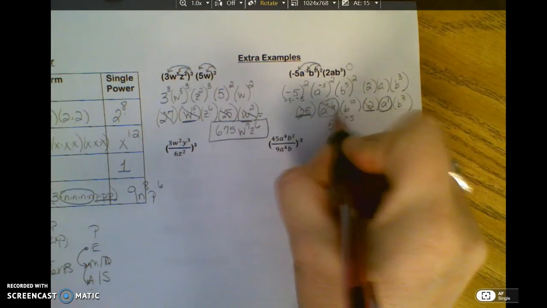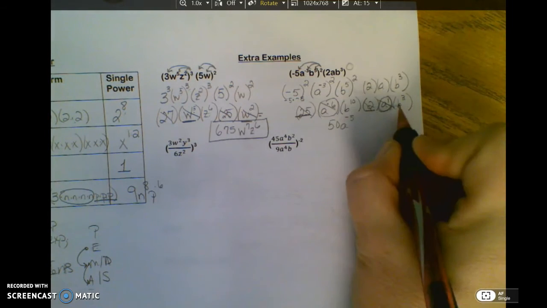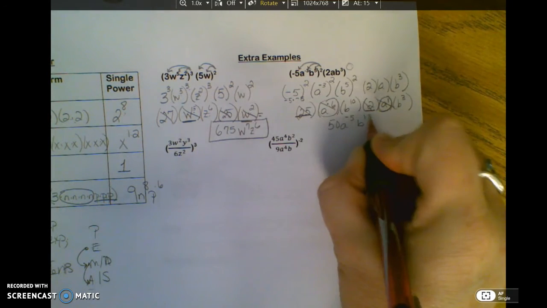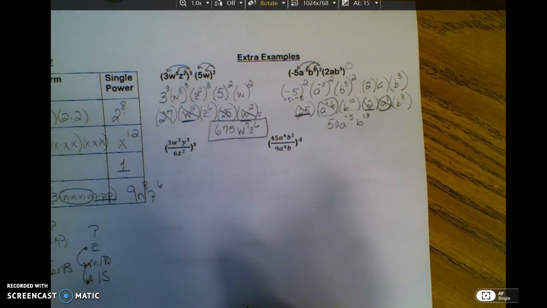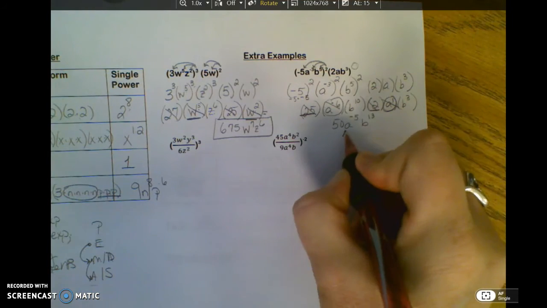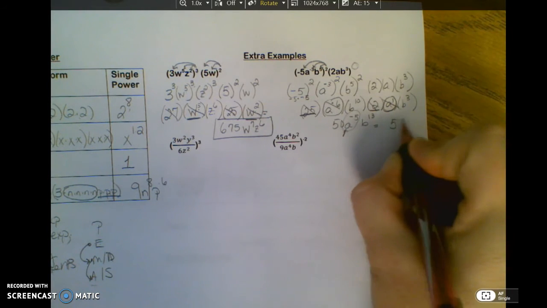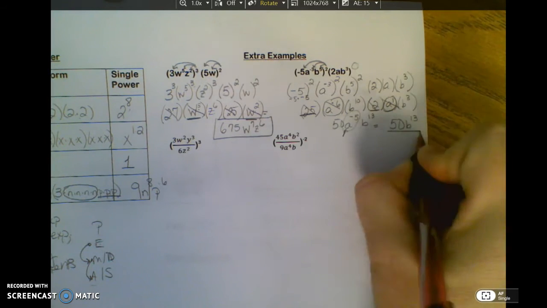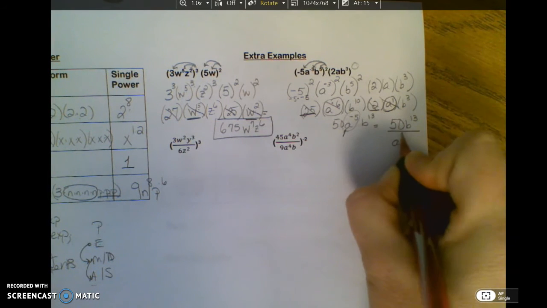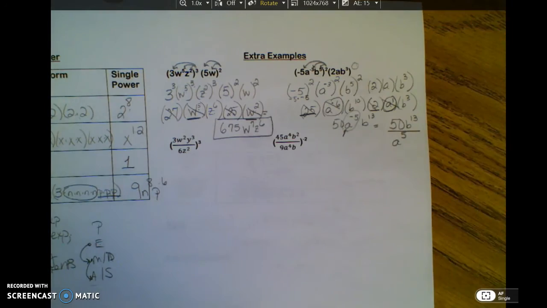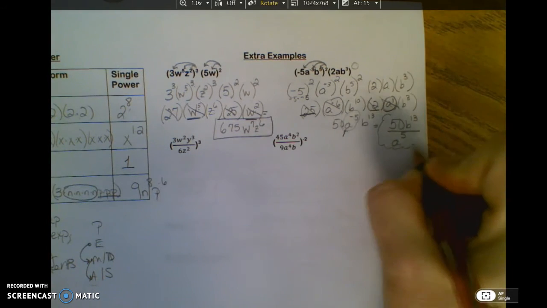So I took care of those. B to the 10th plus b to the 3rd is b to the 13th. Now, you are not allowed to leave negative exponents. This is in the wrong spot, so my final answer, 50 is fine. B to the 13th is fine in the numerator. But a needs to flip to the denominator. Now, this is my final answer.